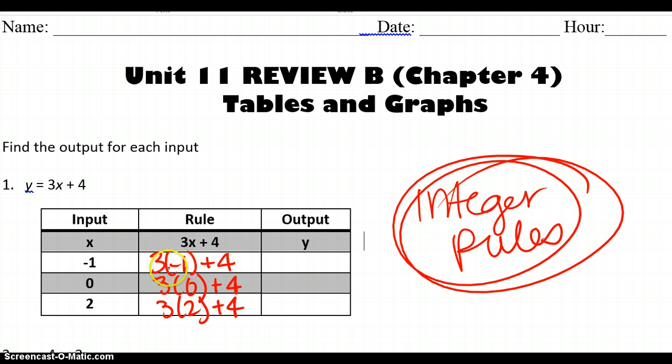So 3 times -1 is -3. -3 plus 4 is 1. And 3 times 0 is 0. 0 plus 4 is 4. And 3 times 2 is 6. 6 plus 4 is 10. That's all for number 1. If it doesn't give you a graph, you do not need to graph it.